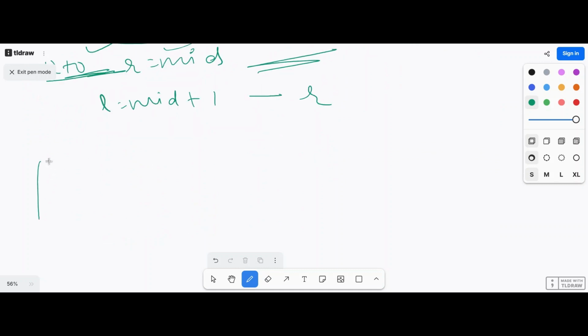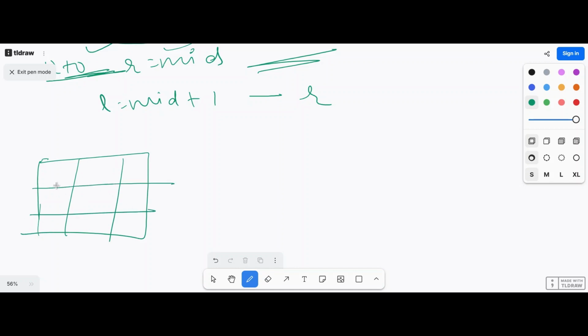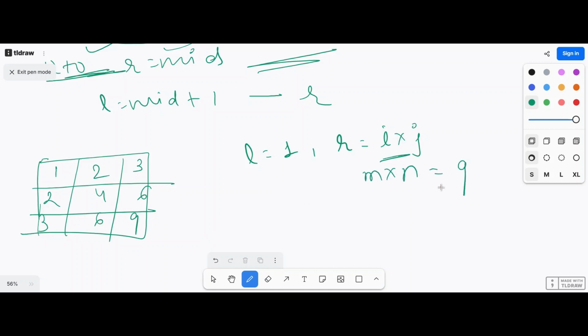Okay, let me draw this again over here for 3 cross 3. 1, 2, 3, 2, 4, 6, 3, 6, and 9. And let's consider, for sure, your L will be 1, and your R will be m into n at maximum. So here 3 cross 3, 9. So your answer could be between 1 and 9 only. Let's say your mid is 5.